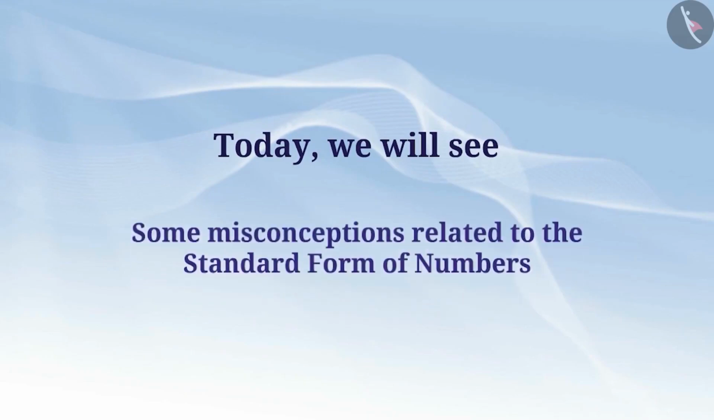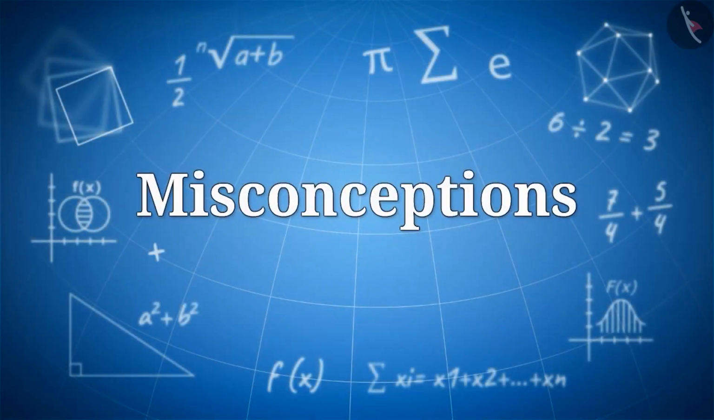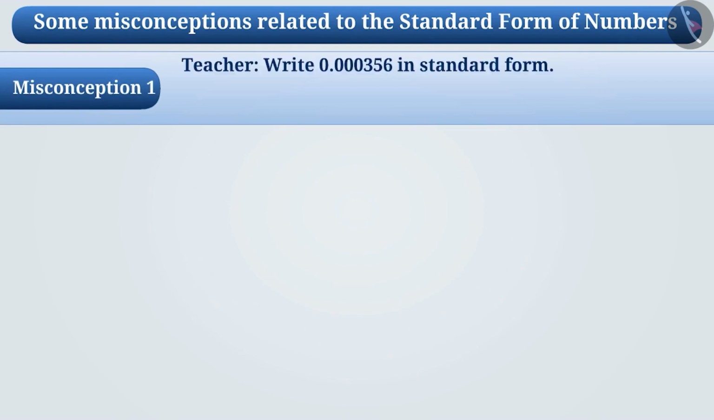Today, we will see some misconceptions related to the standard form of numbers. Misconception 1. In the class, the teacher asks the students to write the number 0.000356 in standard form. Meena wrote the number as 356 into 10 to the power of minus 6 in standard form.